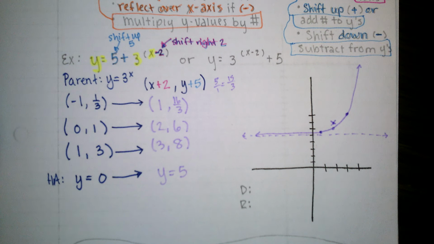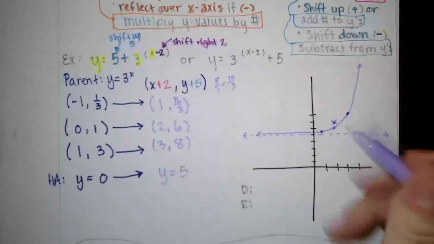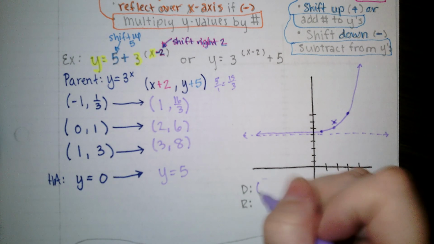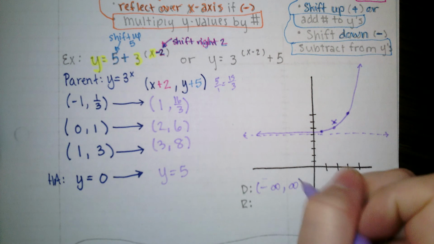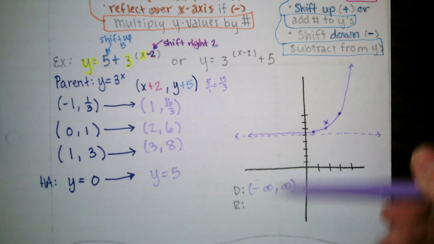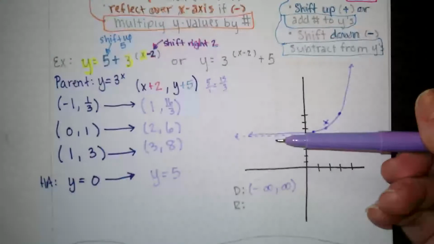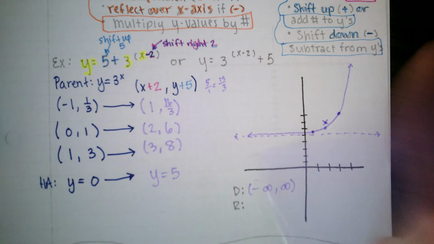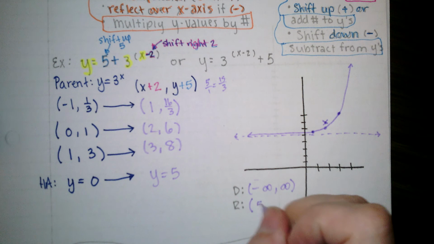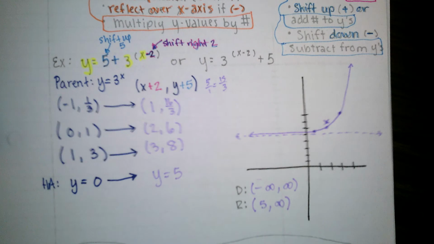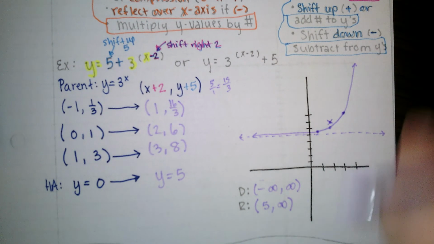The domain, of course, for all exponential functions is -infinity to infinity. And then the range is related to the horizontal asymptote. So this function starts at 5 and goes towards infinity, but never equals 5. So it will be 5 to infinity with a parenthesis.